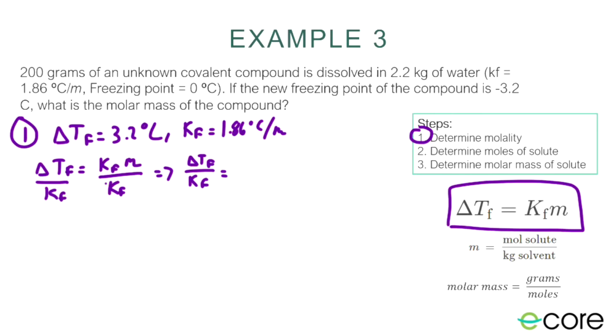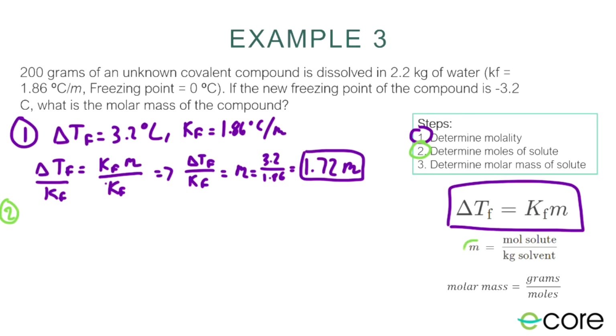my molality. So if I plug in my change of temperature of 3.2 degrees Celsius and I divide that by my 1.86, I will get the molality. It turns out to be 1.72 molal. So that's the molality. Okay, the molality critically is connected to the moles, which is connected to the molar mass. So let's go through step 2, which is determine the moles of solute. Okay, so the moles of solute we're going to get from the molality.